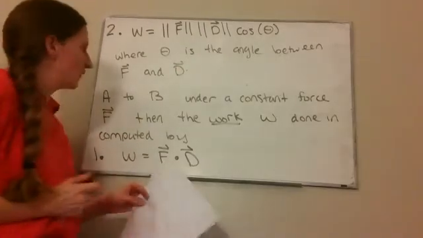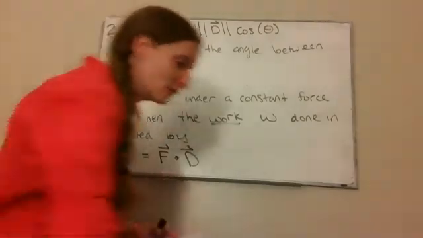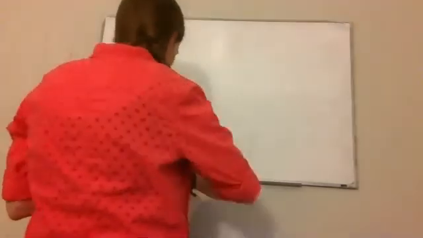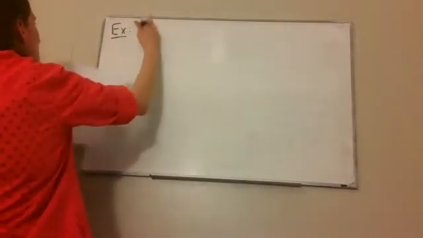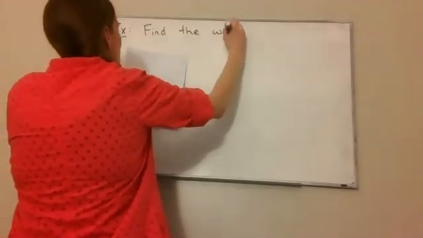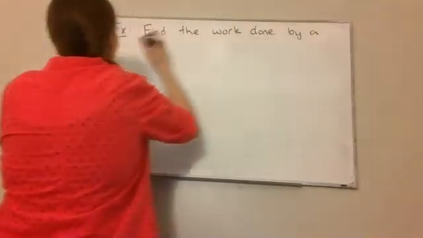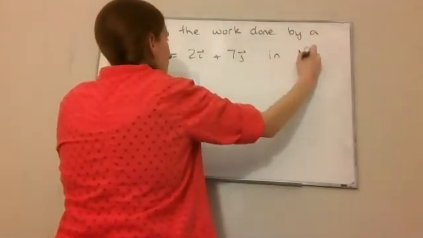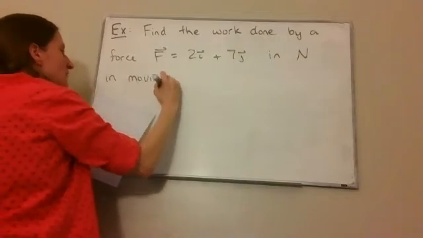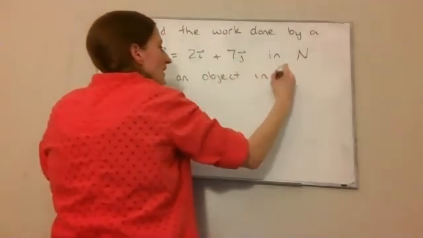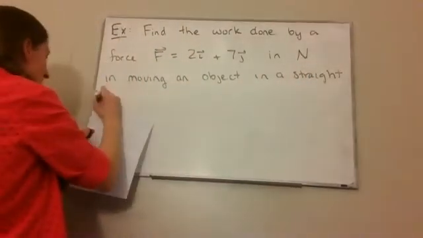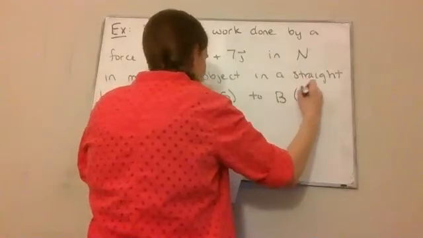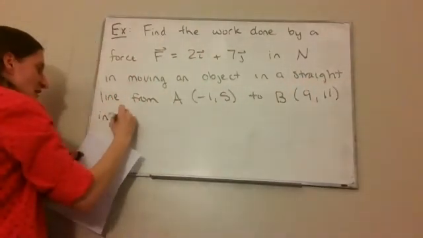We're going to do 2 examples calculating the work done in different situations, and then that's going to be it for our dot product video. So example. Find the work done by a force F equals 2i plus 7j in newtons in moving an object in a straight line from point A, negative 1, 5, to point B, 9, 11, in meters.